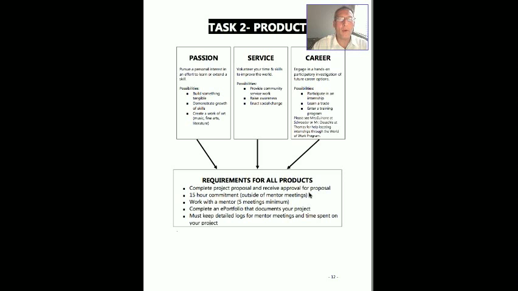You will complete an e-portfolio that documents your project, not only the time and tasks, but whatever is in your proposal about how you're going to document your learning needs to be in there as well. And detailed logs, mentor meeting dates, and time you spent on the project, and what you did on those specific dates, what you and your mentor talked about.